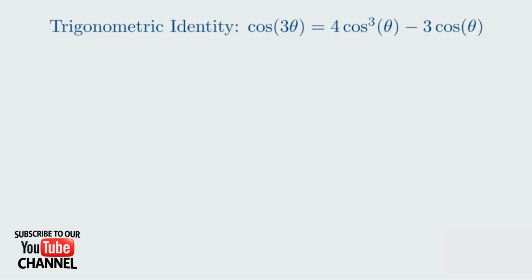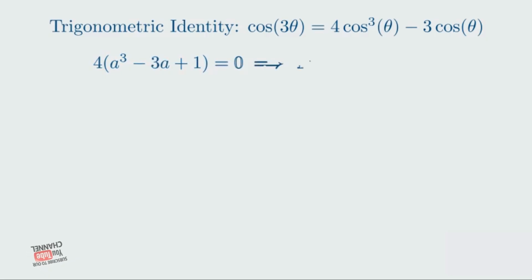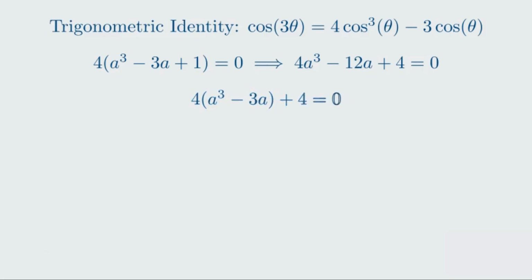The first step to make our equation, a cubed minus 3a plus 1 equals 0, resemble the cosine identity is to get a 4 in front of the cubic term. We can achieve this by multiplying the entire equation by 4. This gives us 4a cubed minus 12a plus 4 equals 0. Now, let's rearrange this new equation slightly to group the first two terms together. We can write it as 4 times the quantity a cubed minus 3a, plus 4 equals 0.